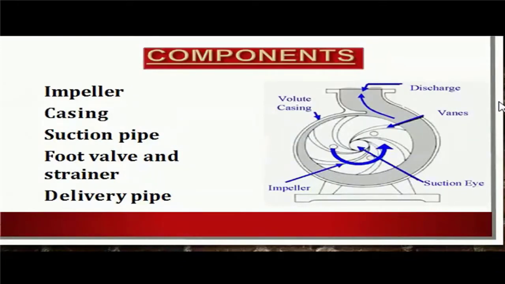Next component is strainer and footwall. Basically, strainer protects the walls and prevents the accumulation of debris. The debris could jam the footwall and it could damage the pump. Last, delivery pipe. Delivery pipe is used to deliver the water from the casing to the overhead tank. So these are the important parts of centrifugal pump.